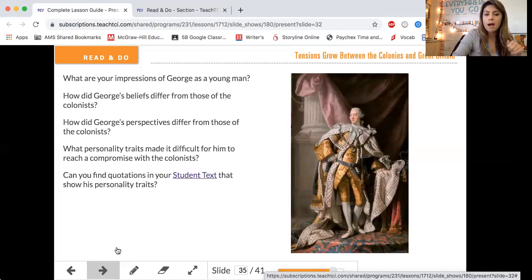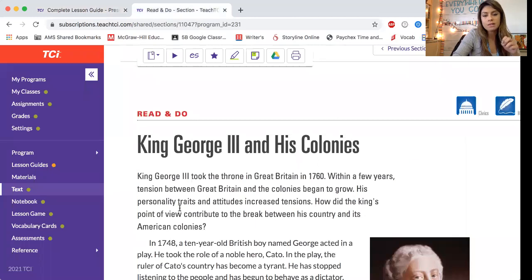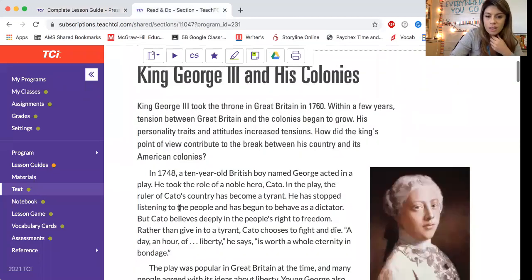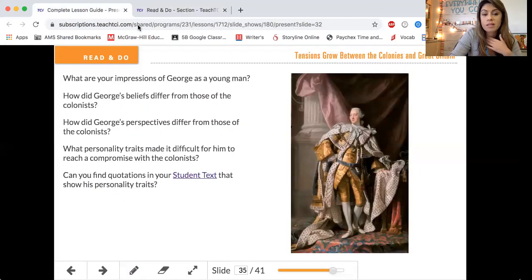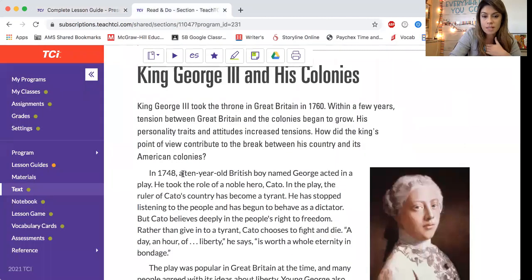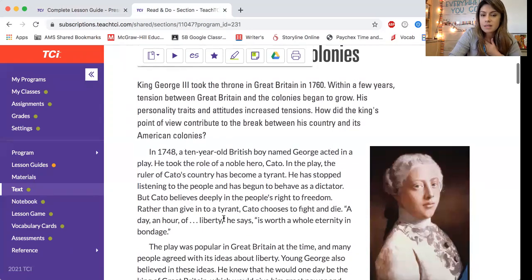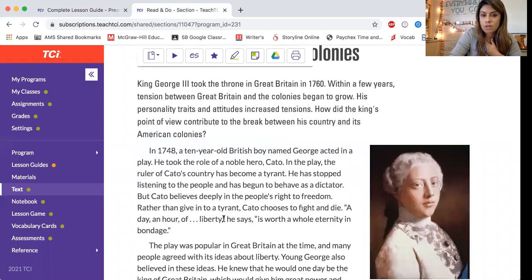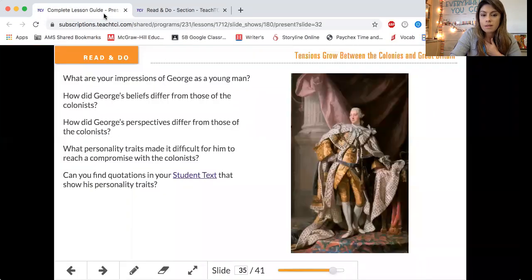So you're going to go back and look at your text about King George III and find some areas in this text where you think it describes his personality traits. So I'm going to take a moment to look at it with you as well, but you can pause the video if you'd like to do this on your own, scroll through and find some places in this text that shows King George III's personality traits.